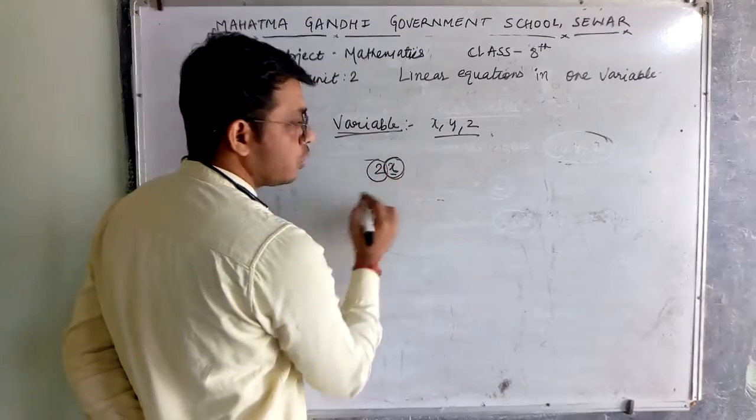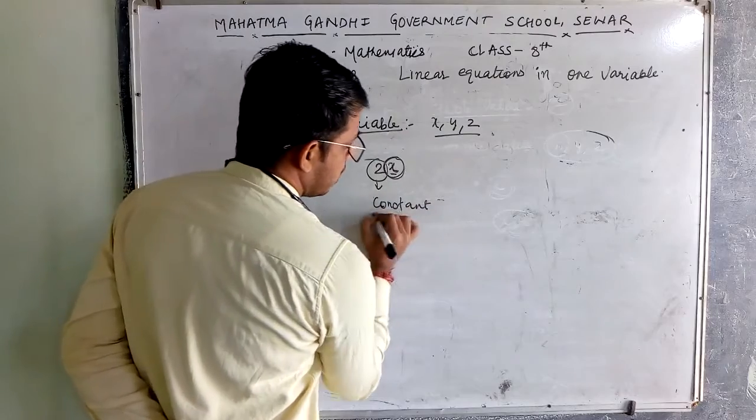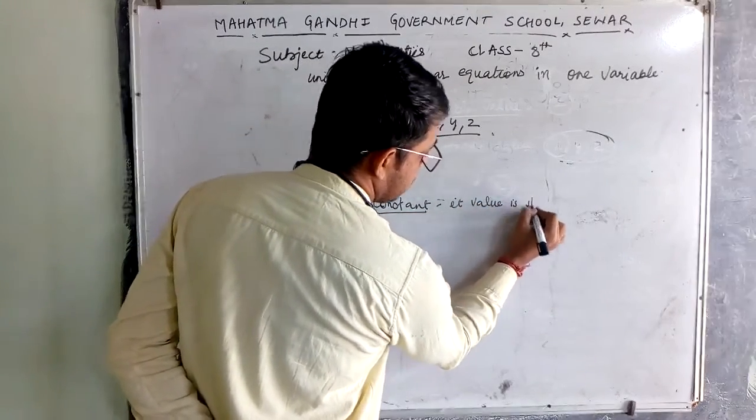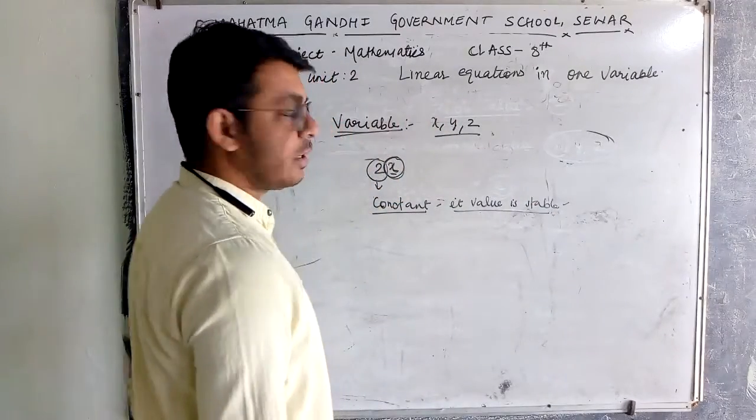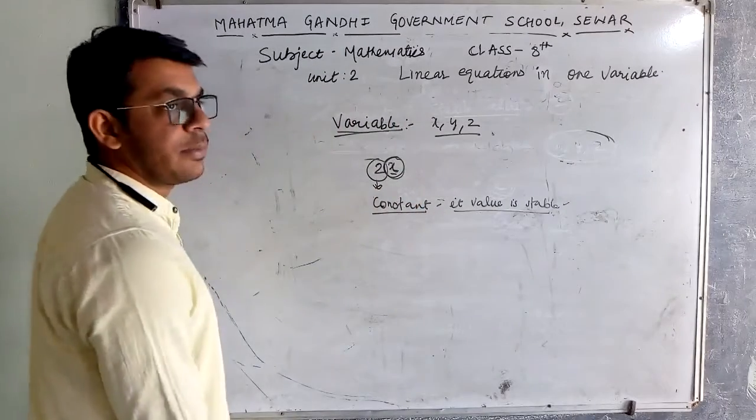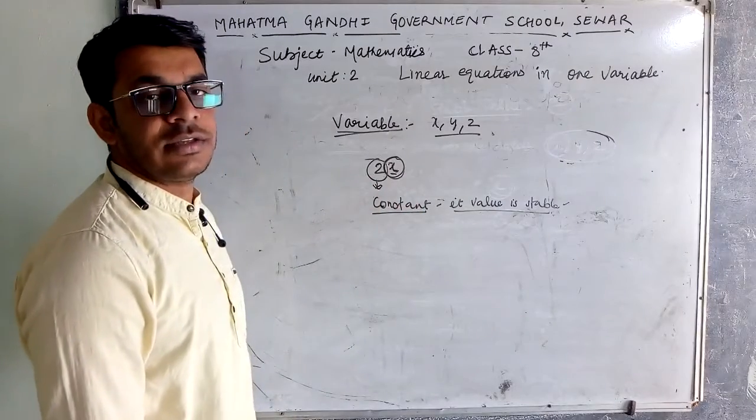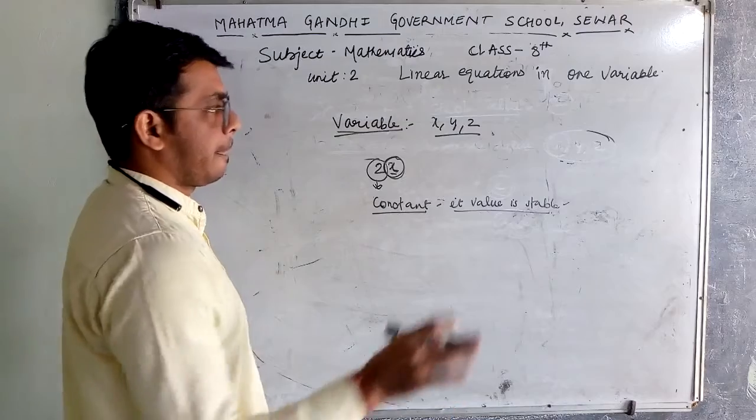But 2, what is 2? 2 is a constant. It means its value is stable. Whatever the situation, wherever we place 2, the value of 2 will remain stable. But the value of x will change with time or according to our assumption.